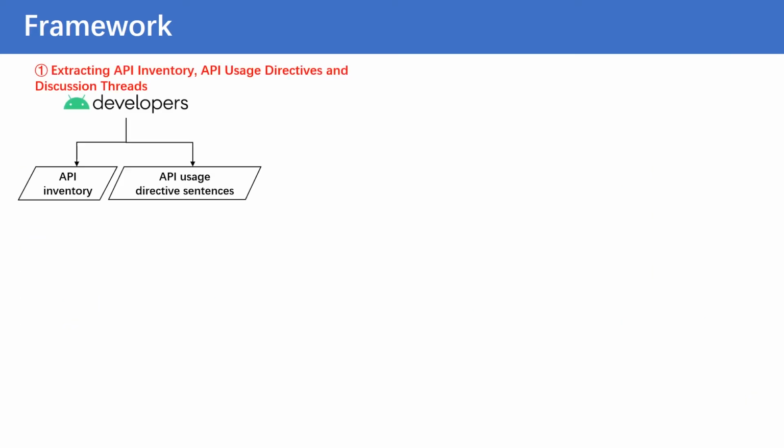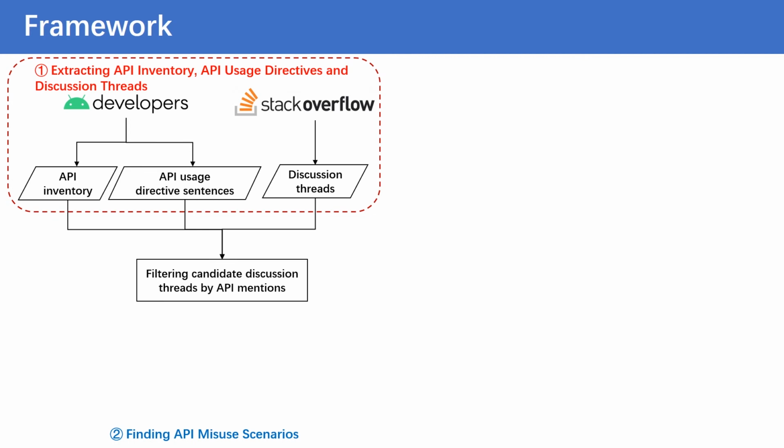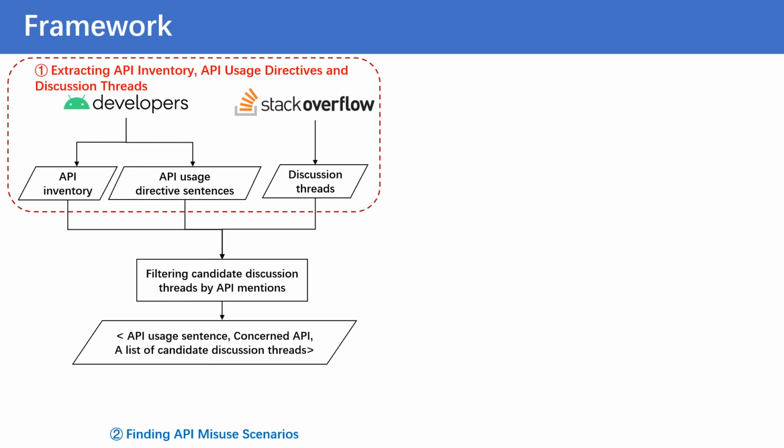So, here's our framework. The first step is preparing the dataset. We extract the API inventory and API usage directives from the Java official documentation, and we extract the discussion threads from Stack Overflow. The so-called discussion threads include question, answer, and comments, as well as their votes. Then the second step is finding API misuse scenarios. We use the API partial name to filter out discussion threads. Thus, for each API usage directive sentence, we can get its consumed API and a list of candidate discussion threads.